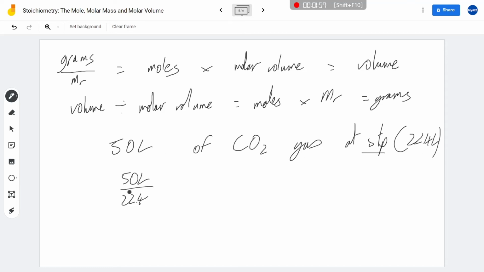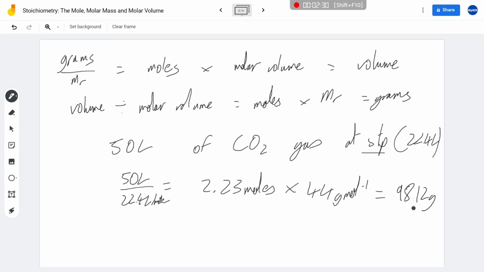And so we've got 50 liters over our 22.4 liters per mole, which would give us 2.23 moles. And now we've got moles. How would we go to grams? We would need to times by the relative molecular mass. And so our relative molecular mass for CO2 here is our 12 plus our 2 16s, which is 44 grams per mole. And so how many grams do we have? We have 98.12 grams of carbon dioxide gas in 50 liters.